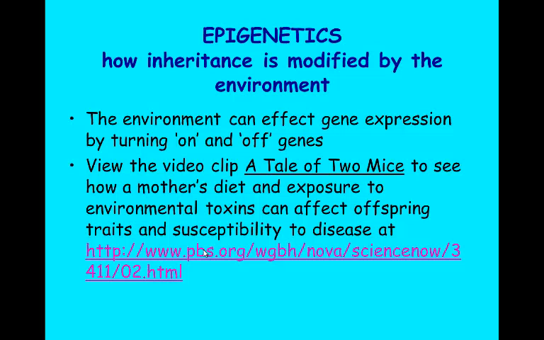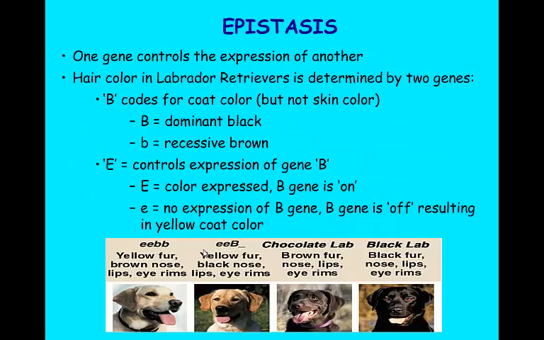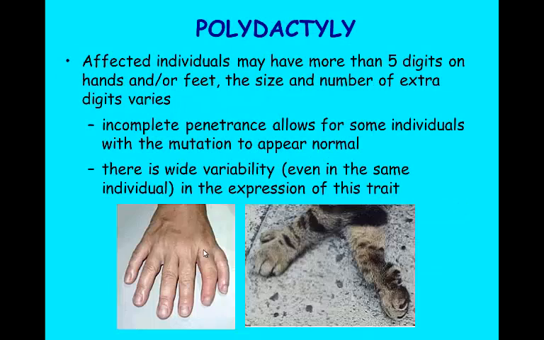Again, we think that many human diseases have multiple effects that cause them, things like cancer or heart disease, and it's a combination of the genes you have and the environment that actually determine whether or not you have that disease. Epistasis describes when one gene affects the expression of another. This is a nice example of incomplete penetrance.